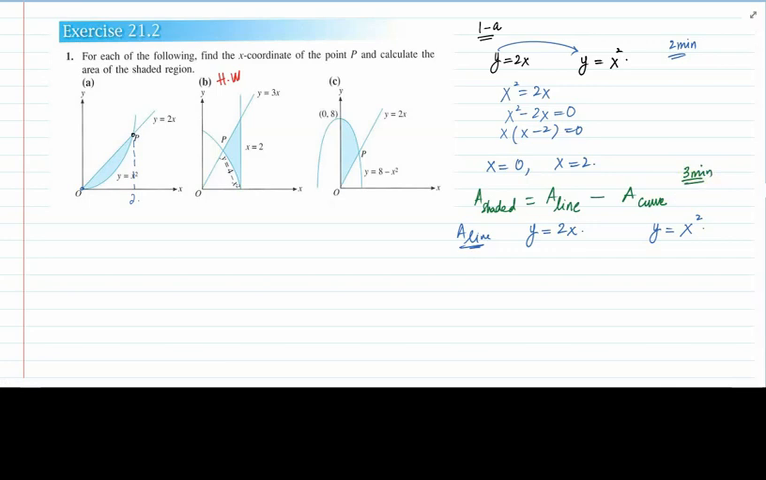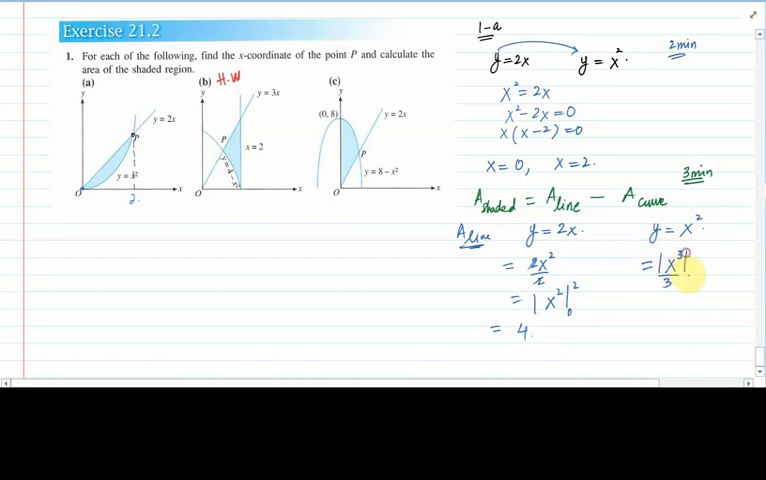So start. Alright. So y equals 2x, when you integrate it, it will be 2x squared divided by 2. Left over only x squared with the limits of 0 to 2. Upper limit is 2 squared, 4, lower limit will be 0. So that is your area of the line. For the area of the curve, the integration is x cubed divided by 3.